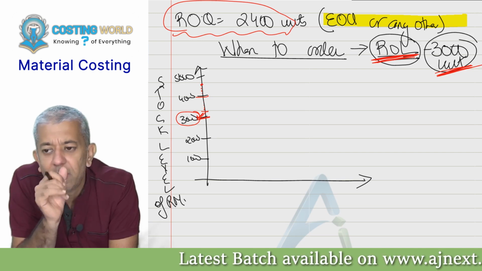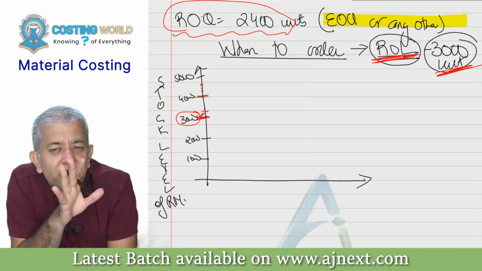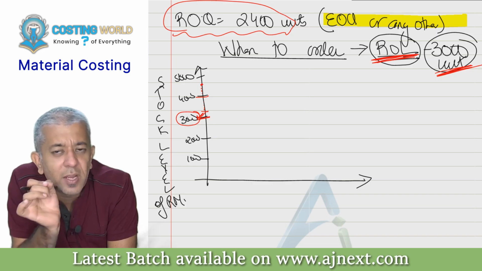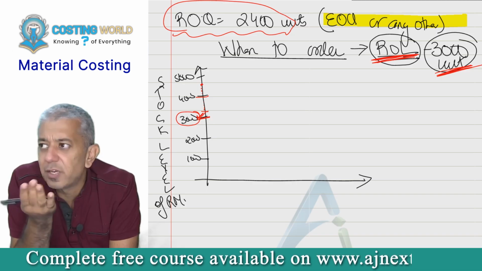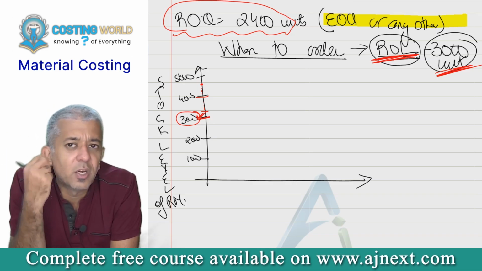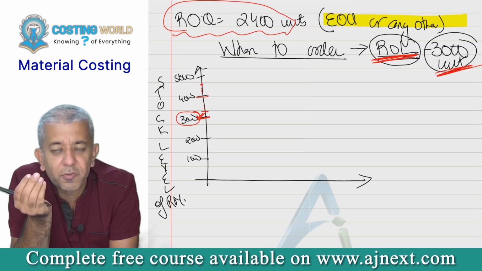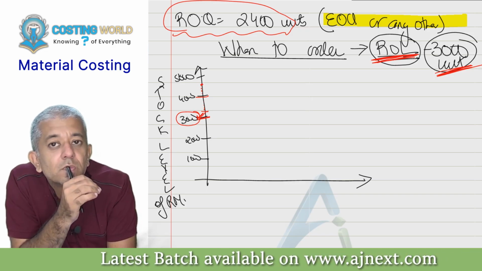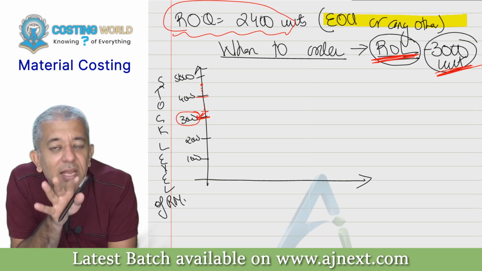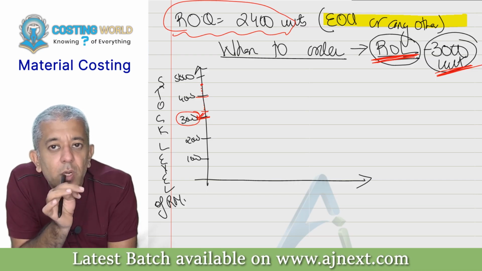Okay. Tell me one thing. Does your mother wait for the rice to become exactly zero and then order new rice? No, sir. No, because it will take time for that particular vendor to bring in the rice. So we will order before the stock becomes zero, no? Yes. Because in reality, there is lead time, no? You all understood what I told?